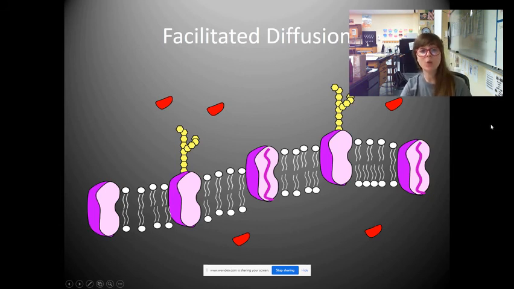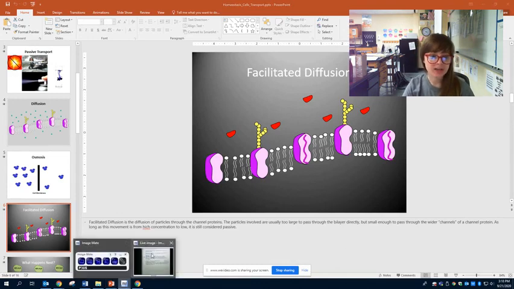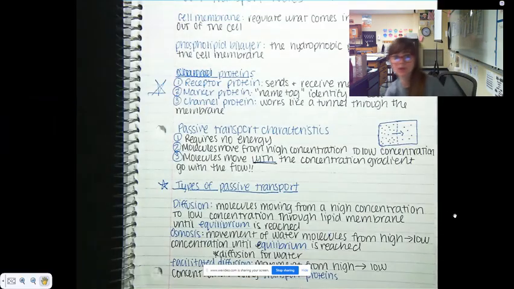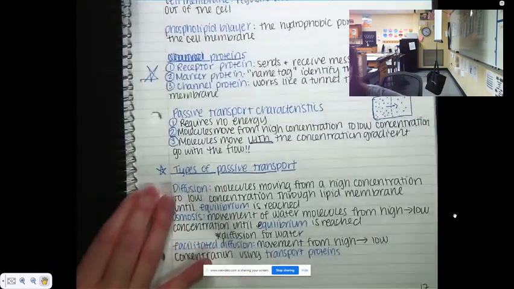Later on, we're going to look at what can happen to a cell because of the movement of these molecules. And then we will end by looking at the opposite of passive transport, which is active. This is all for today. Let's take a look now at what our notes look like. So we're going to end with the types of passive transport.